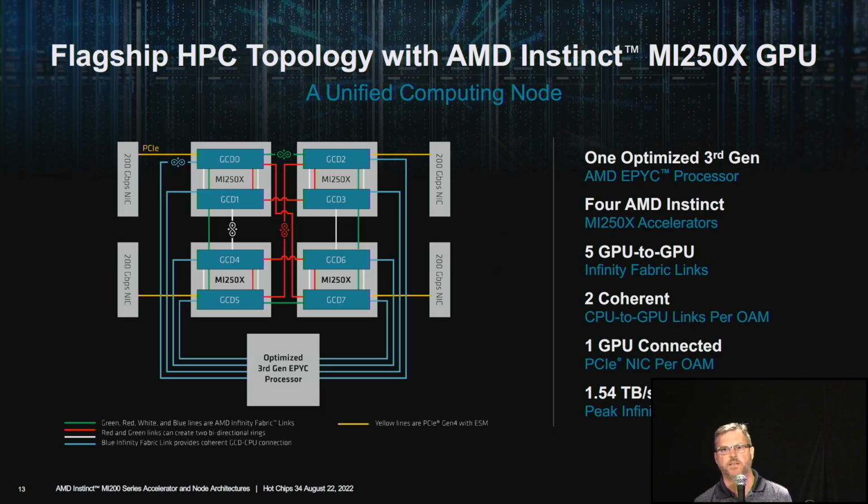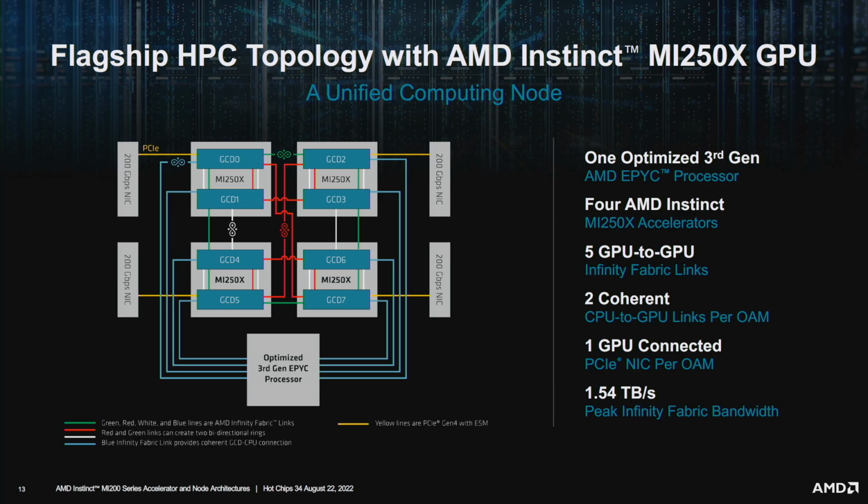flagship MI250X HPC topology used in the Frontier supercomputer. HPC demands high bandwidth between the GPUs and from the GPU to the scale-out networking for MPI communication. This topology meets the requirements through 5 GPU to GPU Infinity Fabric connections for each GCD at 25 gigabits per second and a total fabric bandwidth of 1.54 terabytes per second.